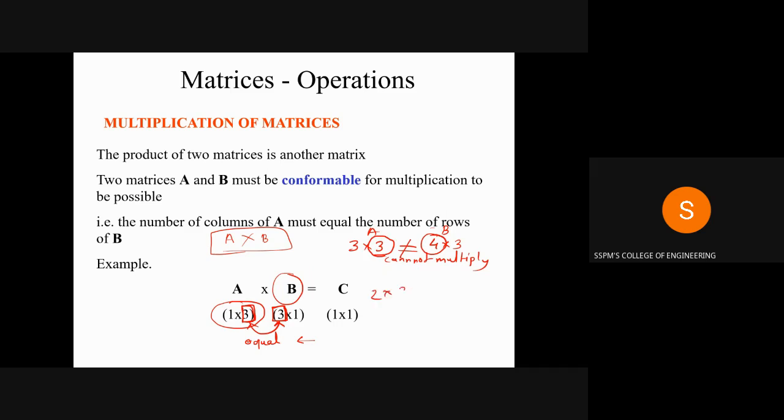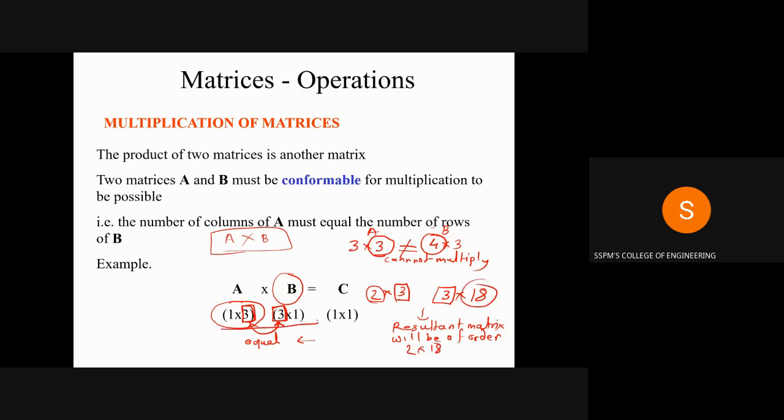So if a matrix is of order 2 cross 3, and another is 3 cross anything, even if it is 3 cross 18, it can be multiplied. These two numbers should be equal, then you can multiply these matrices. And what will be the result? The resultant matrix will be of order 2 cross 18.